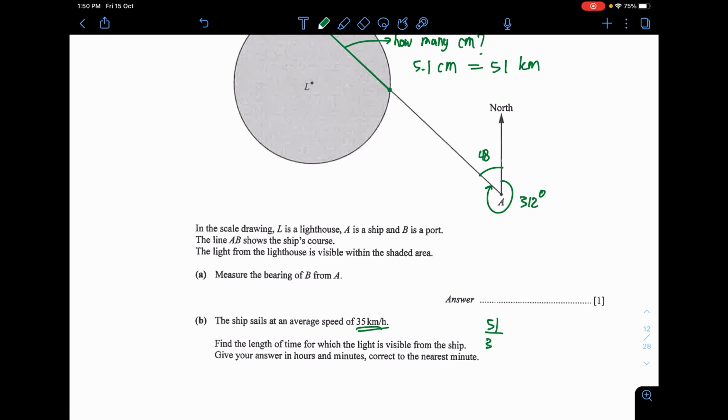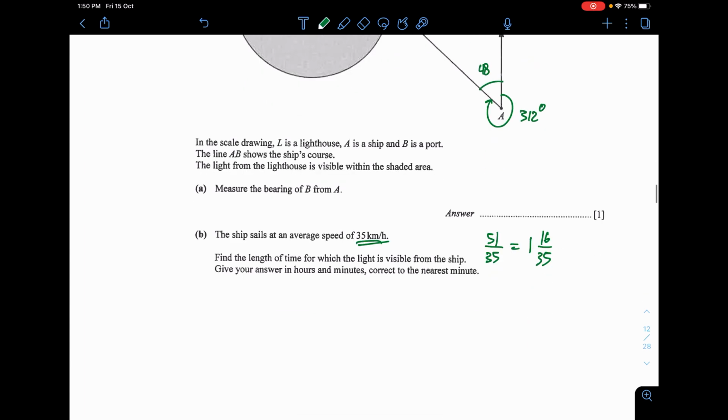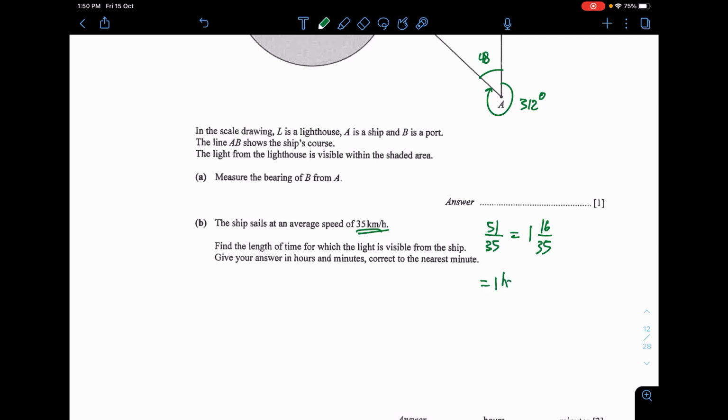51 divided by 35, distance divided by speed, and you're going to get 116 over 35, or 1 hour plus 16 over 35 hour. Make the second fraction into minutes, you times it by 60. So 1 hour and then 27 minutes. Times by 60 to get the minutes unit from hours.